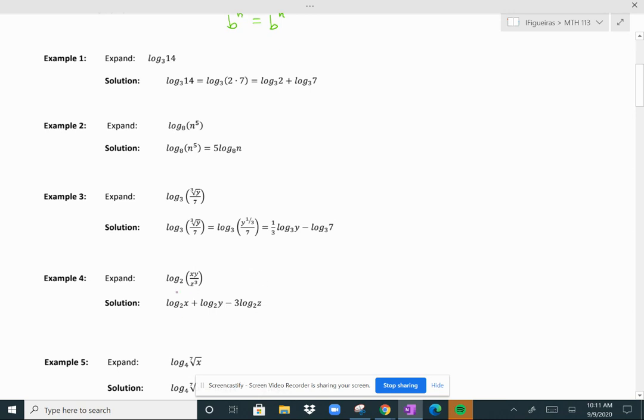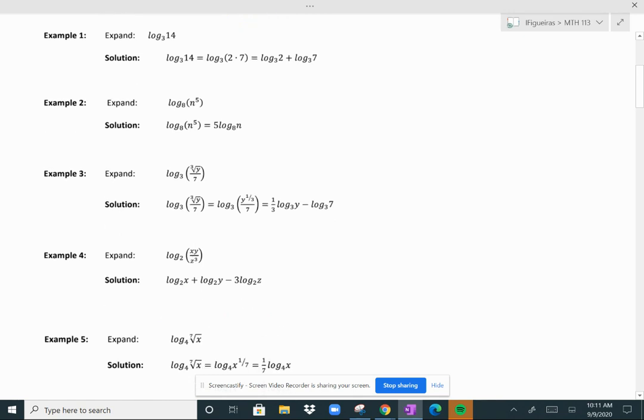So when I expand the numerator, log base 2 of x plus y, that's where the x times y gets expanded. And then the denominator z cubed becomes minus 3 log base 2 of z. So the 3, the exponent, becomes the coefficient, and you subtract out that logarithm because of the quotient.